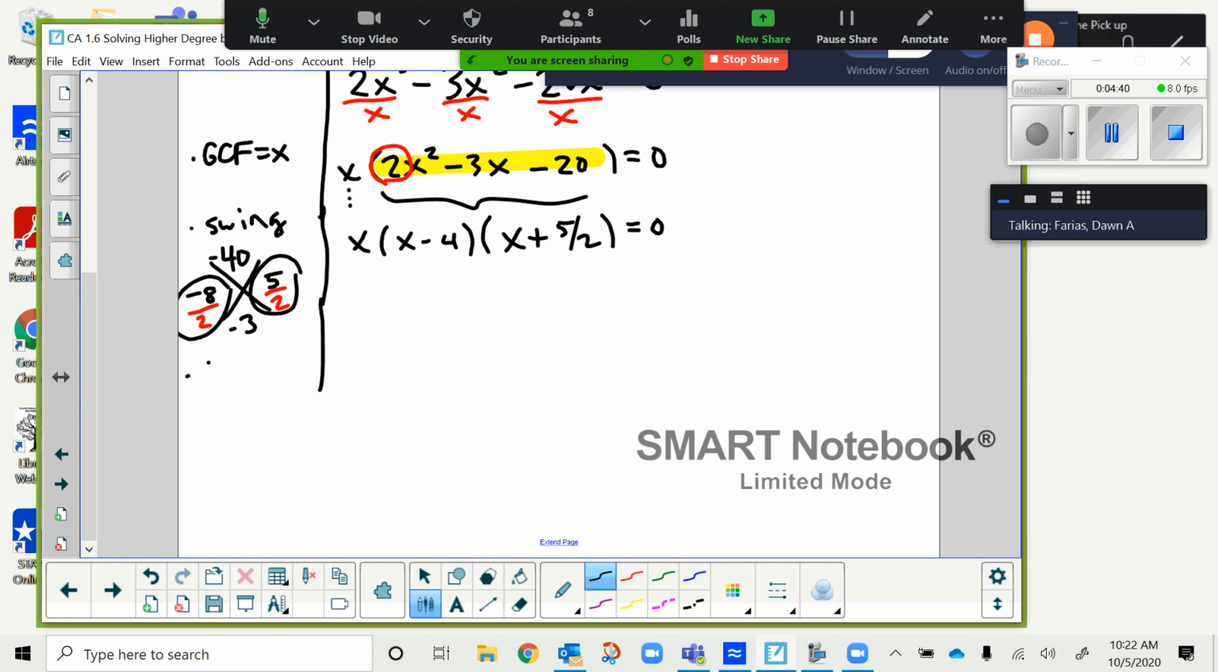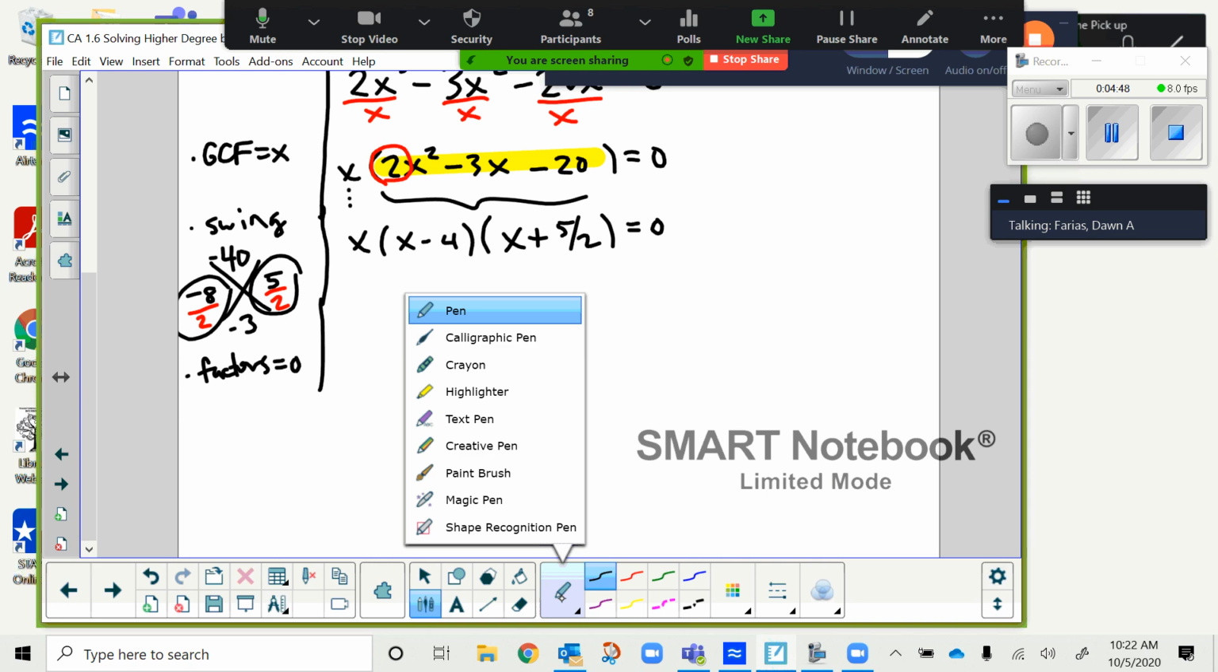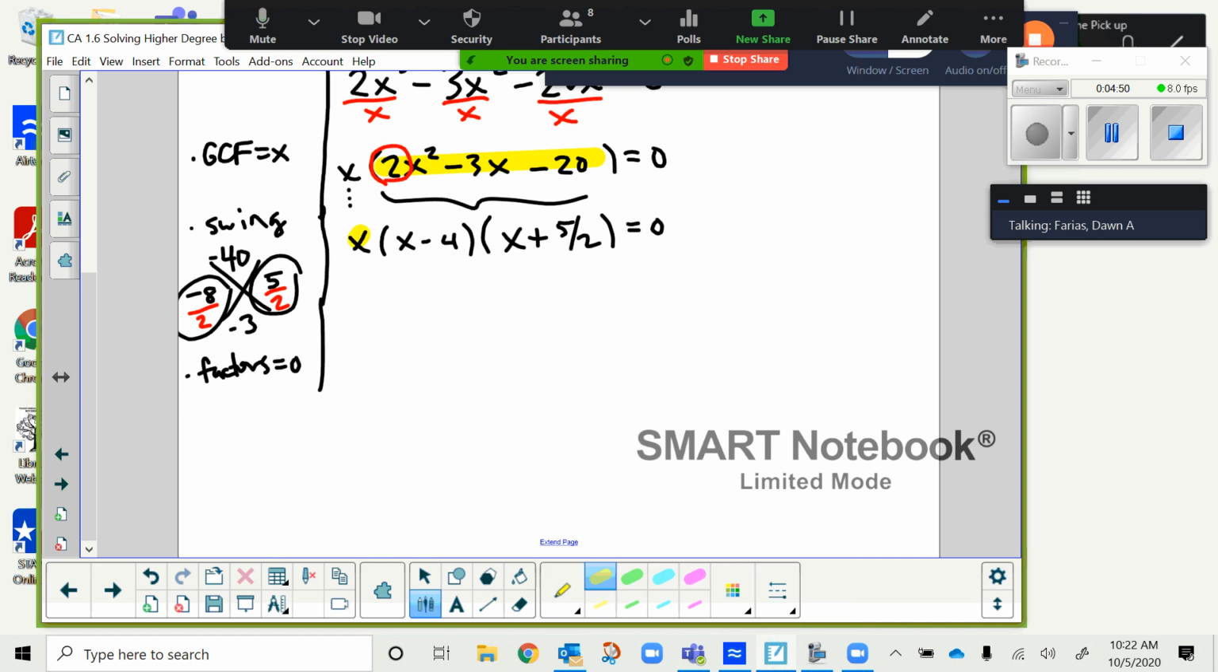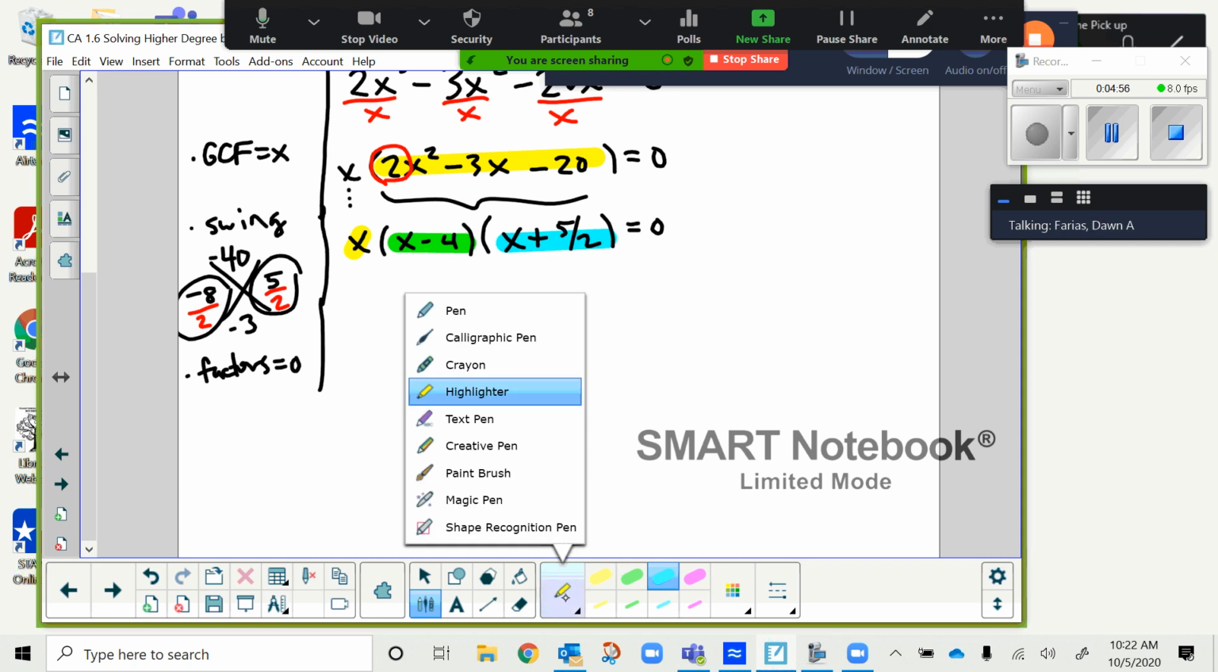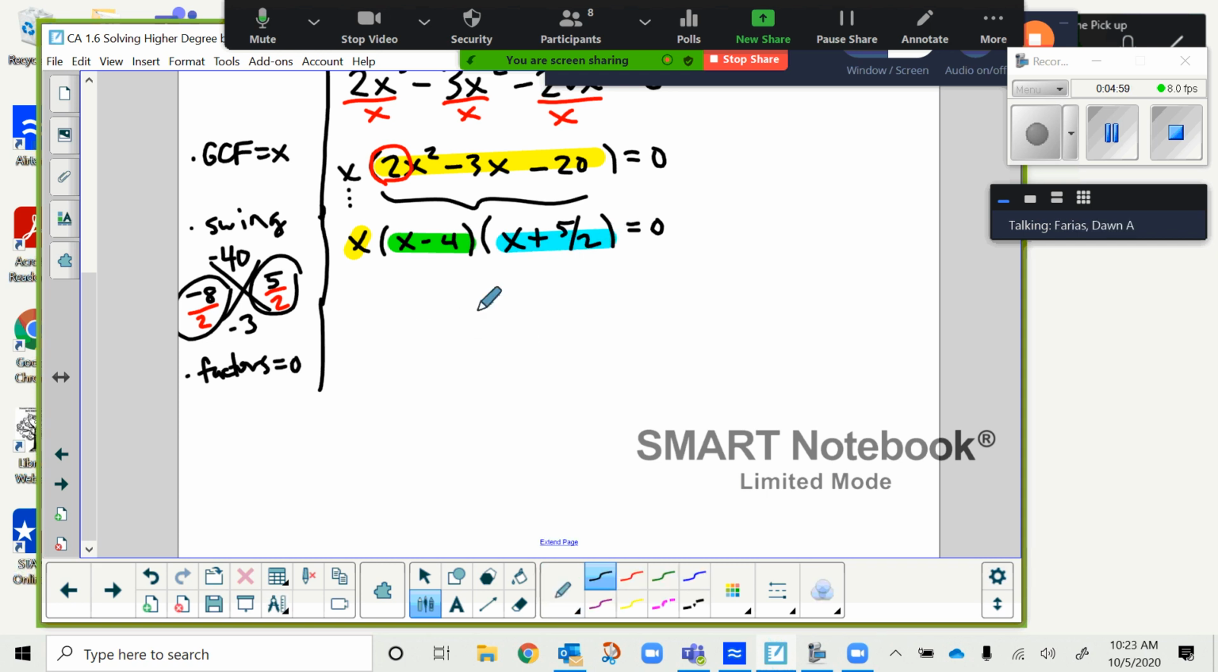And then we solve by setting each of the factors equal to 0. And here's what I mean by factors. Remember that factors are things being multiplied. So I have 3 factors here. I have x, I have x minus 4, and I have x plus 5 halves. That's 3 different things. They're all being multiplied together, so they're called factors. This is our factored form.